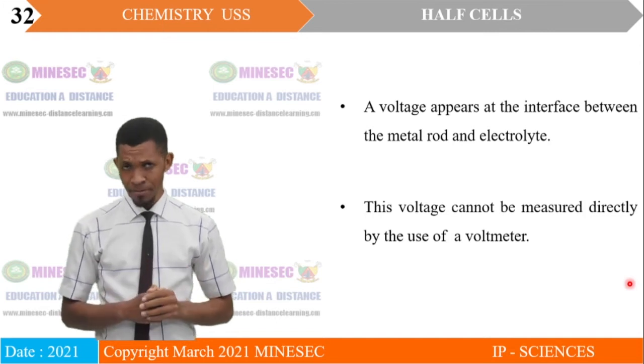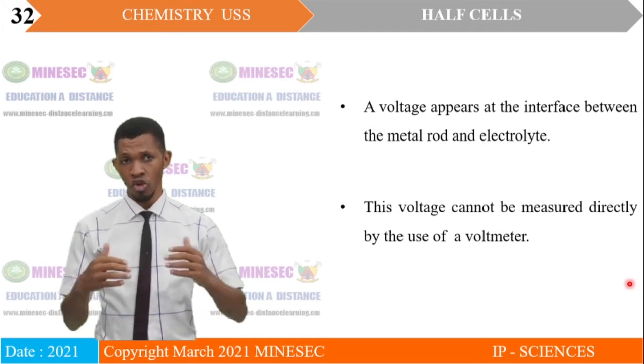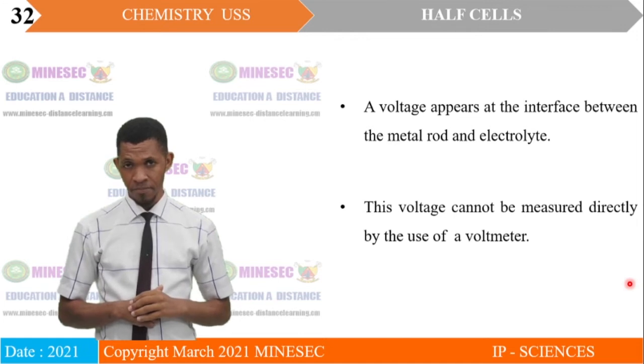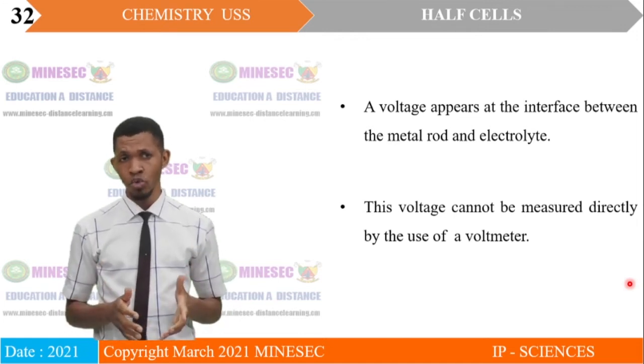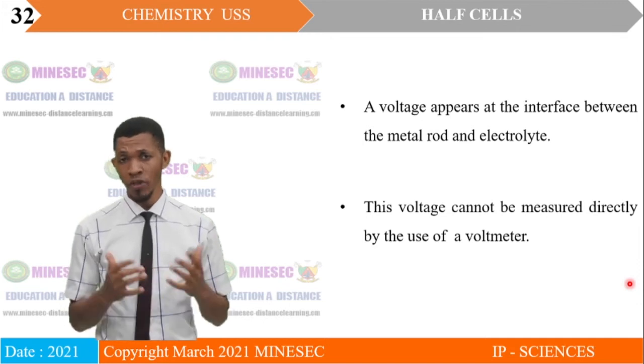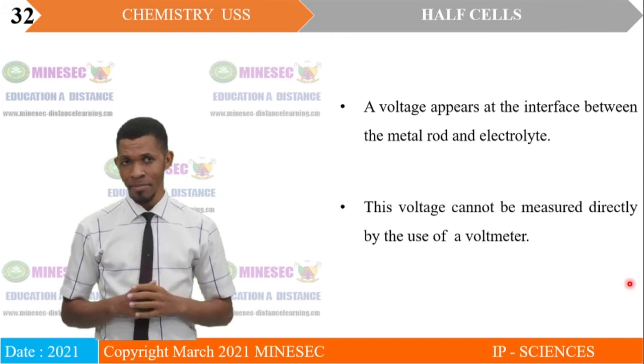A voltage appears at the interface between the metal rod and the electrolyte due to a transfer of charge species across the interface. It is important to note that the voltage in the Helmholtz double layer cannot be measured directly by the use of a voltmeter.